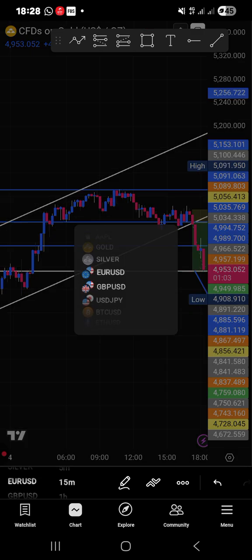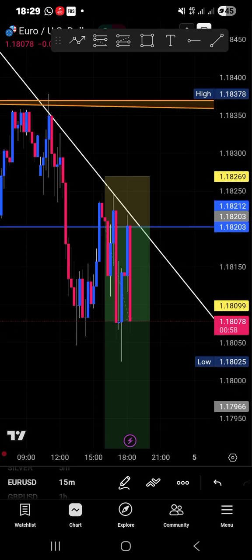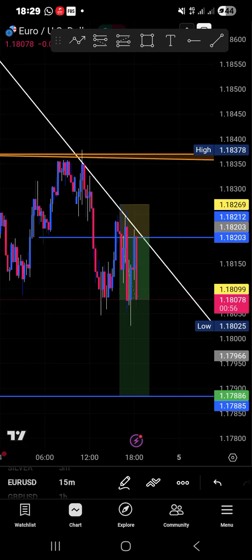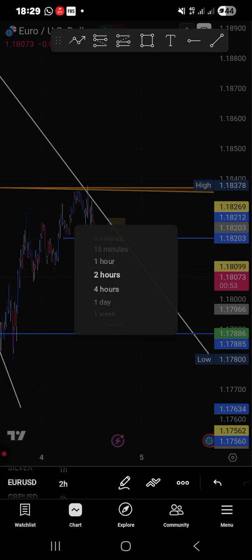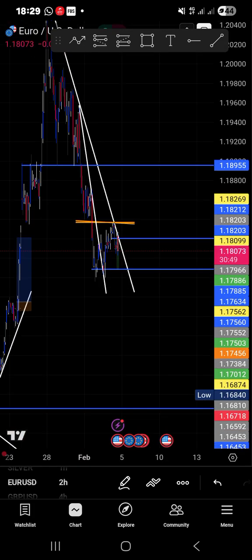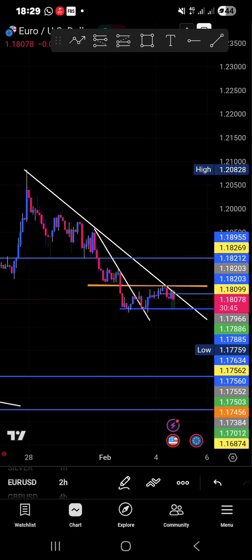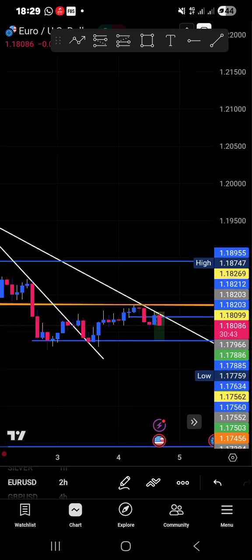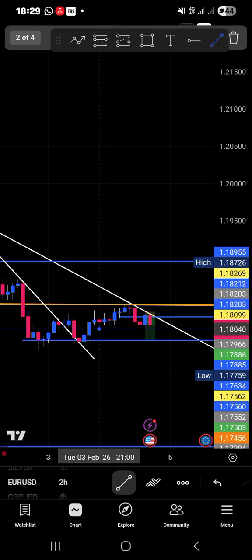Let's go to Euro USD. Here we are. Euro USD, as you can see, let me go to a higher time frame like 2 hours or 4 hours so that you can see what happened. We had these trend lines. It approached the trend line and I took a sell, which is obviously doing well. Let me just use this example to show you.